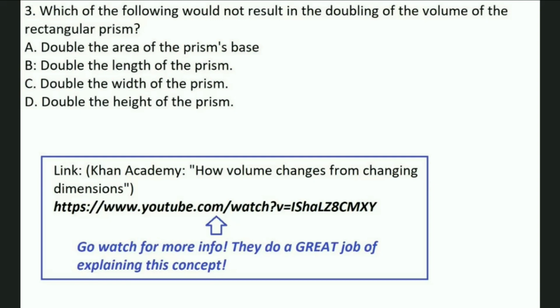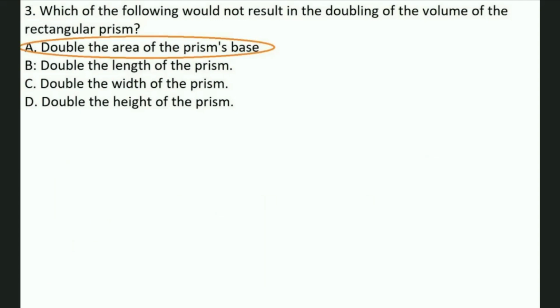I'm going to put this link up, and you can either click the link up in the corner, or you can actually just type this into your browser window. It's a 4-minute video. Go watch that. I highly recommend that you do that, because they do a very good job of explaining this concept. Once you've watched it, the answer is A. The answer is A. All right?